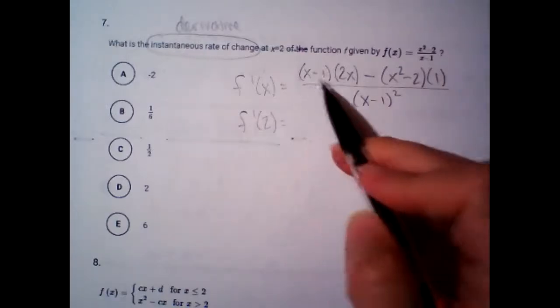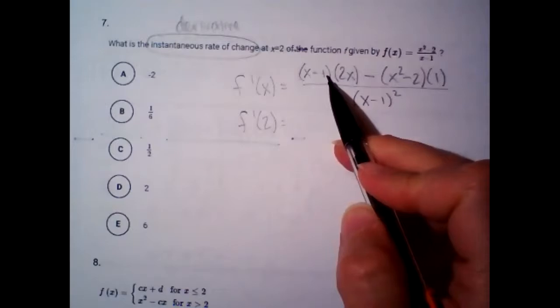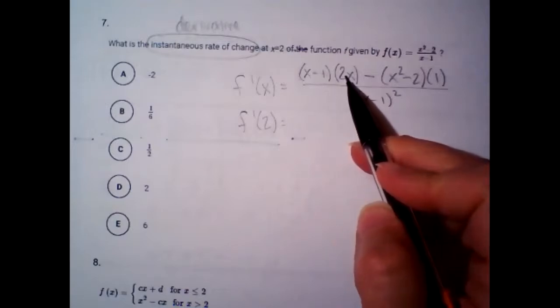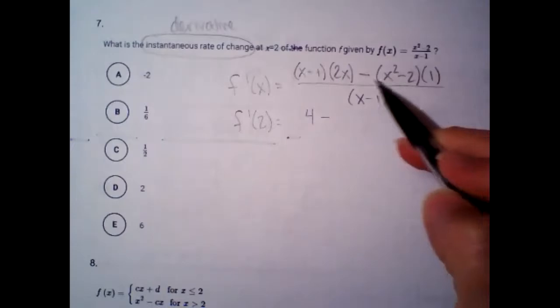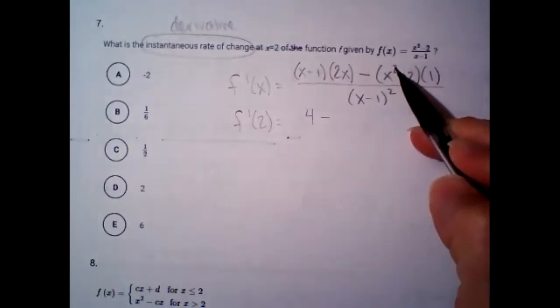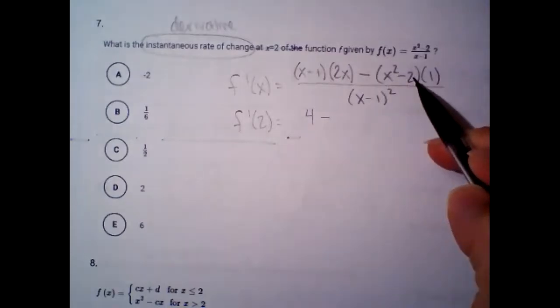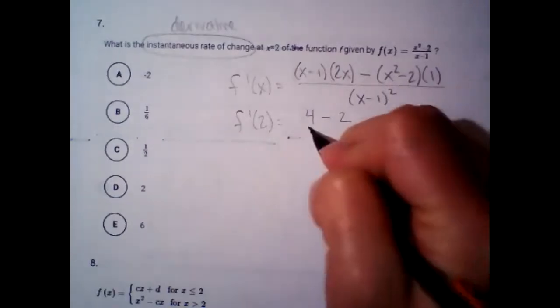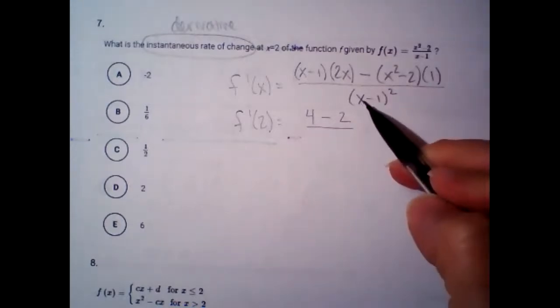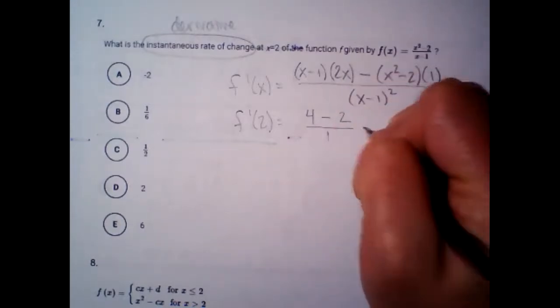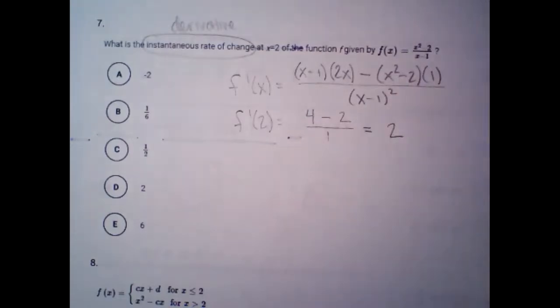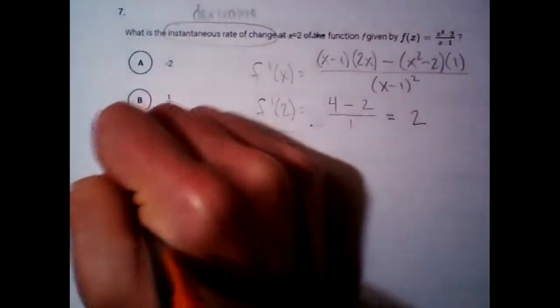And we're going to plug 2 in for x. So let's see what that gives us. 2 minus 1 would be 1. 2 times 2 is 4. So that first part is going to be 4 minus, all right, 2 squared would be 4, minus 2 would be 2. And then over 2 minus 1 would be 1, squared would be 1. So my answer is 2. So that one is D.